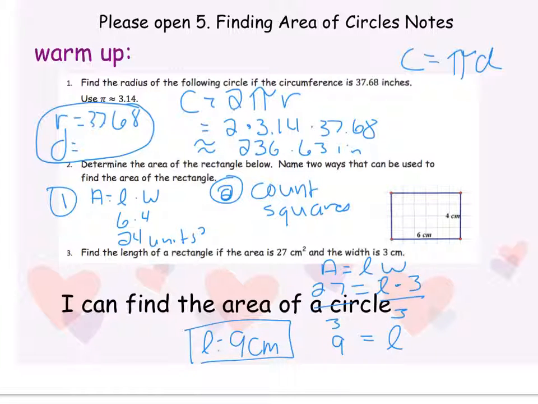And lastly, the question is find the length if the area is 27 centimeters squared. So I chose to use the formula, A equals length times width. And then I filled in what I knew. I knew that the area was 27, and the width was 3. And I just solved the simple equation. You guys have been solving equations for the last few weeks. So divide by 3, so length is 9. So the length would be 9 centimeters.